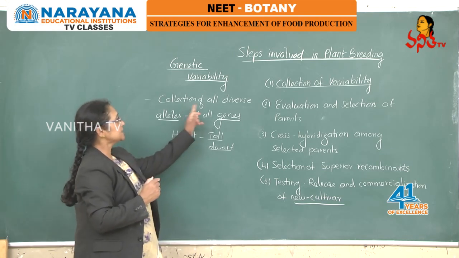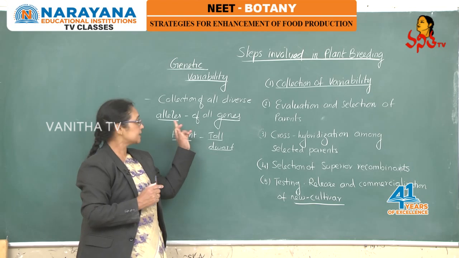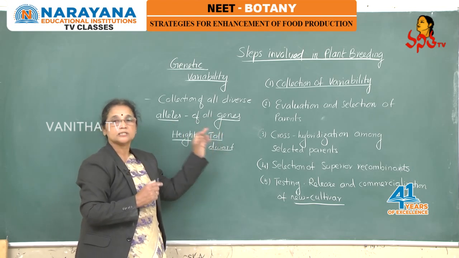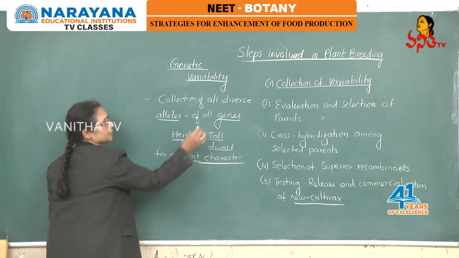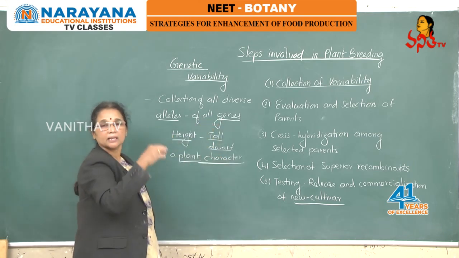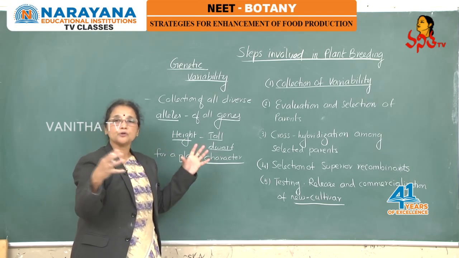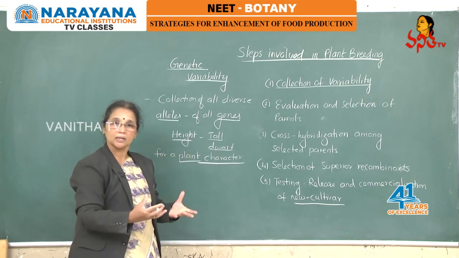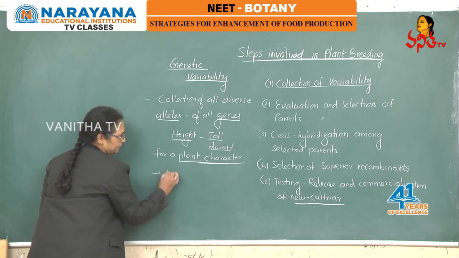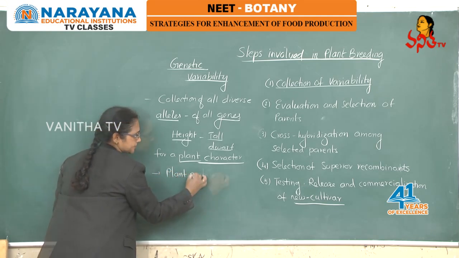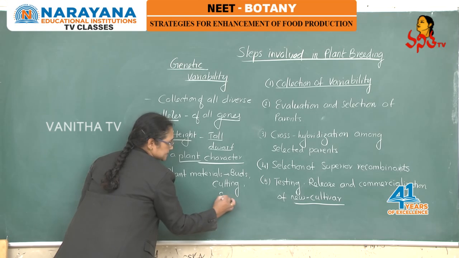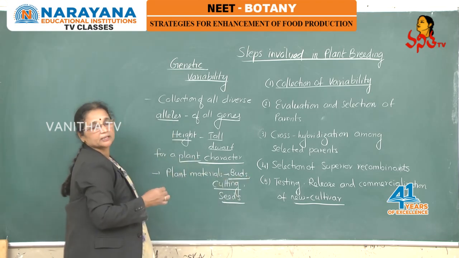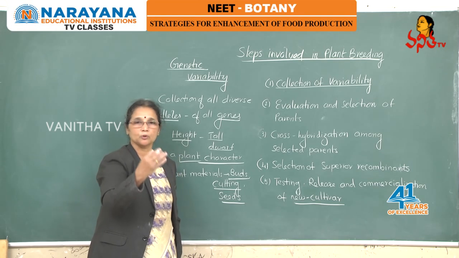Okay. So we collect all diverse alleles that are present for a gene for a crop plant. So for a plant character which is controlled by a gene, what are the possible alleles present in nature? We have to collect them. In what form do we have to collect them? We have to collect them in the form of plant materials like buds, cuttings, seeds. All these are different plant materials which are useful for the propagation of the new progeny.